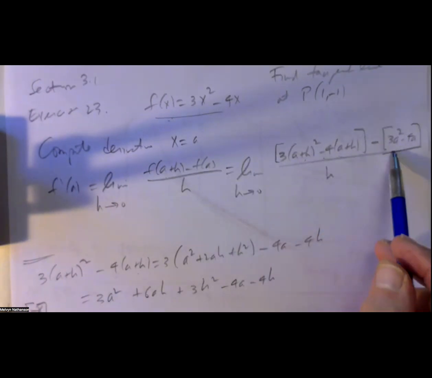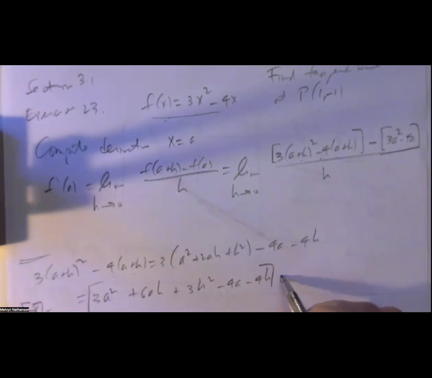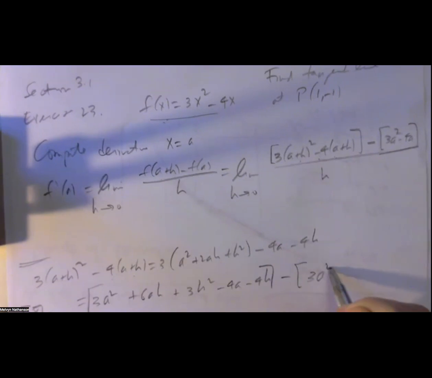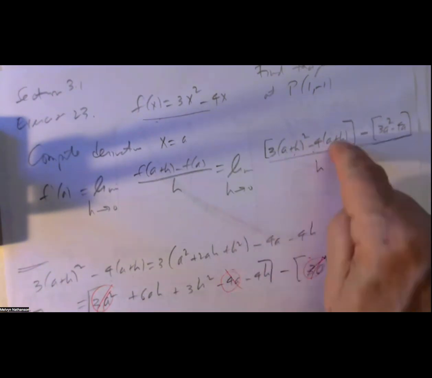That's this. And then I'm subtracting this. So I have this, and I'm subtracting 3a squared minus 4a. And you'll see that the plus 3a squared and minus 3a squared cancel. And minus 4a, and minus times minus is plus 4a, they cancel. So I'm just left with these three terms. So in this numerator, let me just write it down.